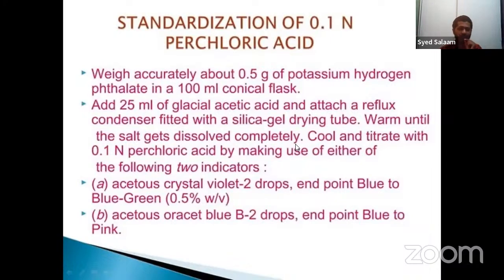Use either of two indicators: 2 drops of Oracet blue or 2 drops of crystal violet. For crystal violet, the endpoint will be blue to blue-green. For Oracet blue, it will be blue to pink. So you can take any one and standardize the perchloric acid.